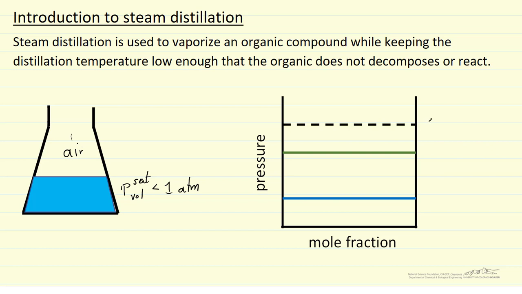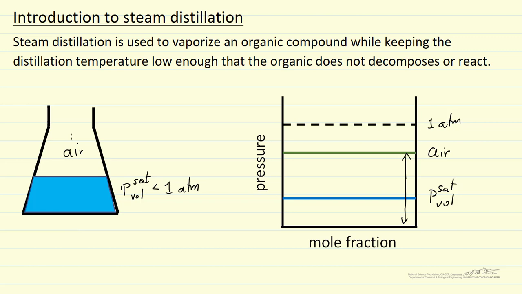So what we're looking at, if the pressure is 1 atmosphere, here's the saturation pressure of our volatile component, and then here is the pressure of the air, and the total pressure is the sum of the two. So what steam distillation does is add water to the liquid, or the solid and liquid in the plant material, because water evaporates at a lower temperature, which allows us to remove this volatile component.